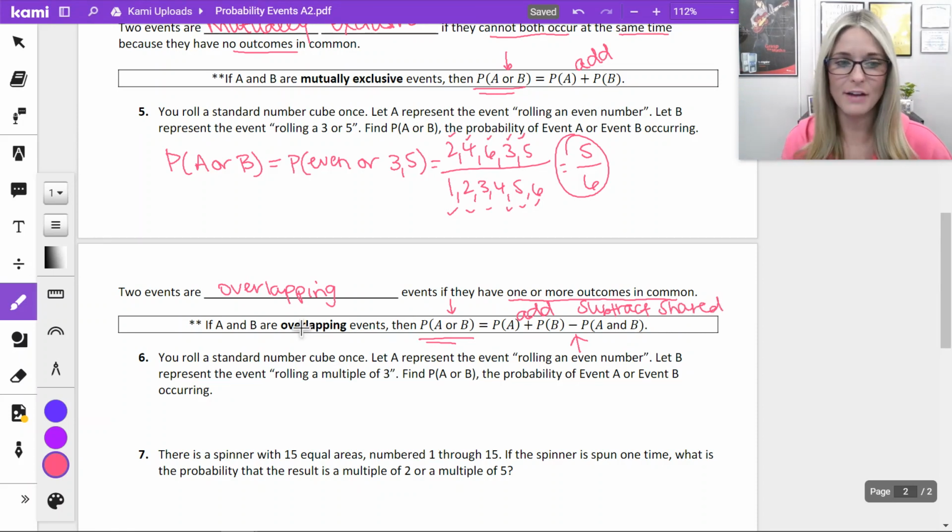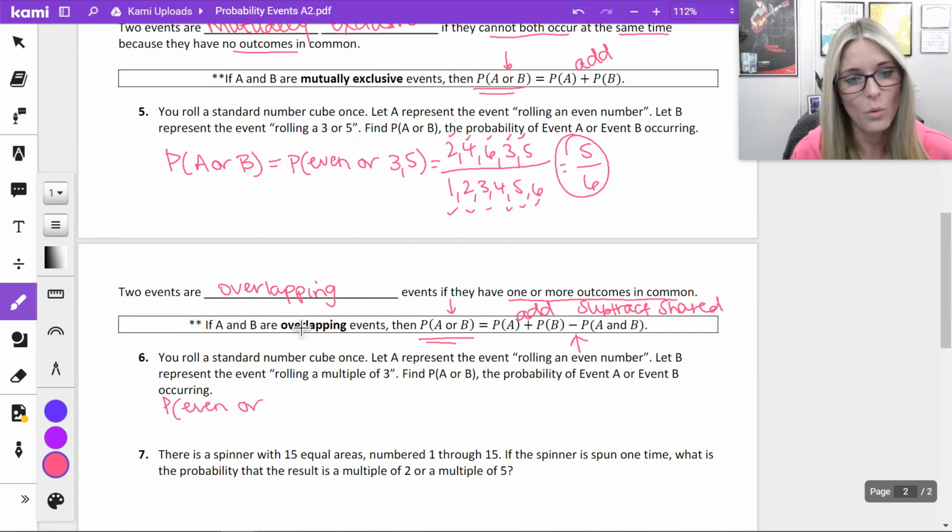Let me illustrate that for you in number 6. You roll a standard number cube once. Let A represent the event of rolling an even number. Let B represent the event rolling a multiple of 3. Find P of A or B, the probability of event A or event B occurring. All right, so we have the probability of rolling an even, or our second event is a multiple of 3.